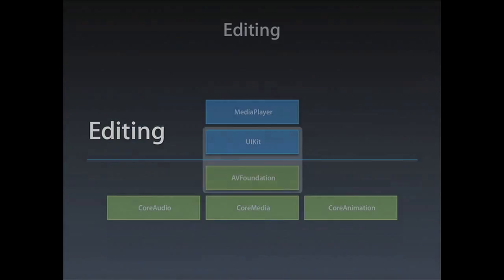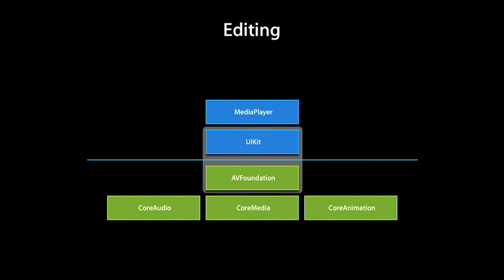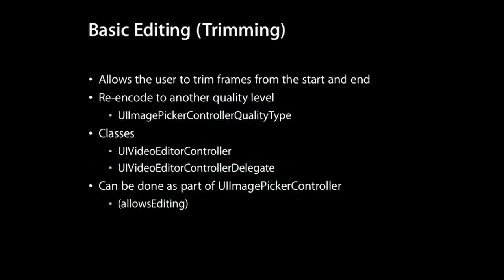So again, with editing, the classes are in UIKit and in AV Foundation. For basic editing, what we're really only doing is trimming the movie. That is, we're trimming portions from either the beginning or end of the movie. What this does is it allows the user to trim those frames. Your program isn't making any decision about where that cut happens. Now, the same class also allows you to re-encode your video at another quality level. You need to look for UIImagePickerController quality type. That's how you control that.